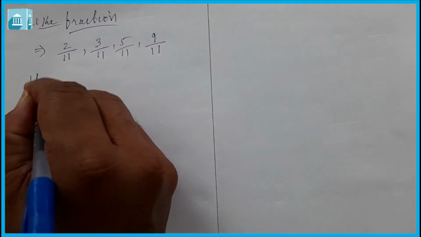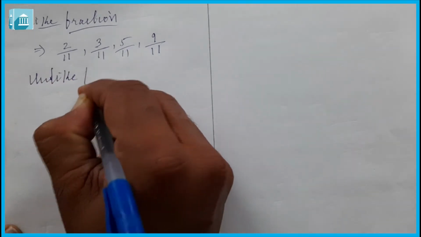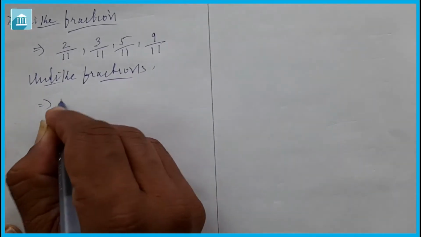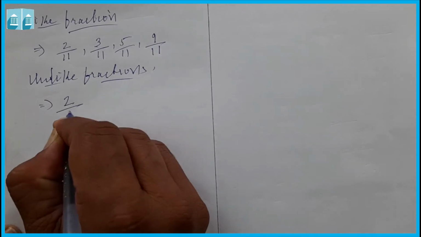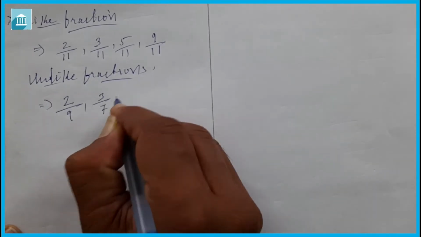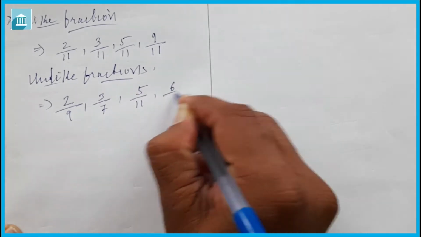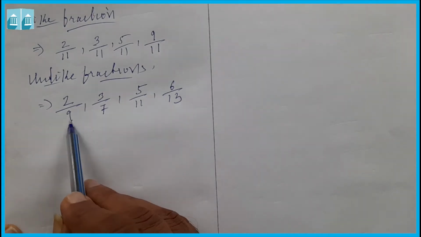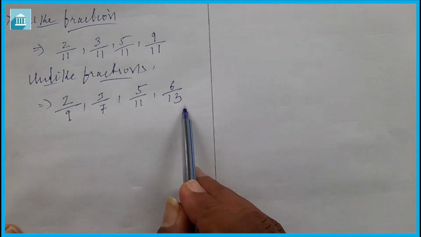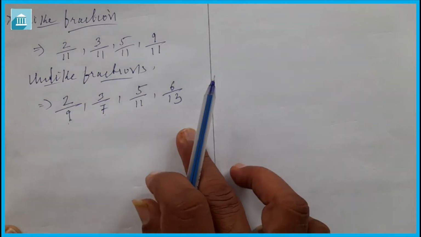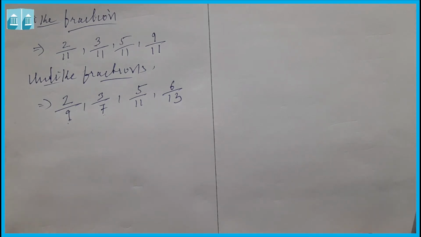In the same way, unlike fractions, if we see, suppose I am writing here 2 by 9, 3 by 7, 5 by 11, 6 by 13. Here in all the fractions the denominator is different. Here the denominator is 9, the denominator is 7, here the denominator is 11, here the denominator is 13. So such fractions whose denominators are not the same are known as unlike fractions.